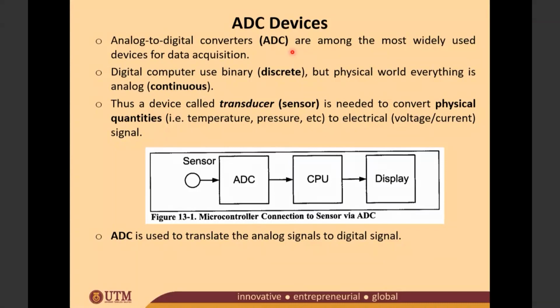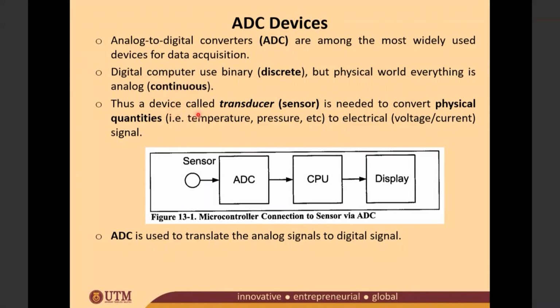So what you need to do is convert the analog signal first to the digital signal. Then after that, you can do the processing part. And of course, after you do the data processing, it is in the digital signal. Then in order to display the signal to the outside world, in the real world, we need to change it back to the analog signal, because all of our real world is in analog. So digital computers use binary, which is a discrete time signal, but in the physical world, everything is an analog signal, which is a continuous signal.